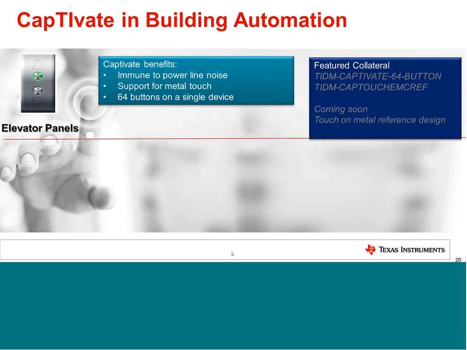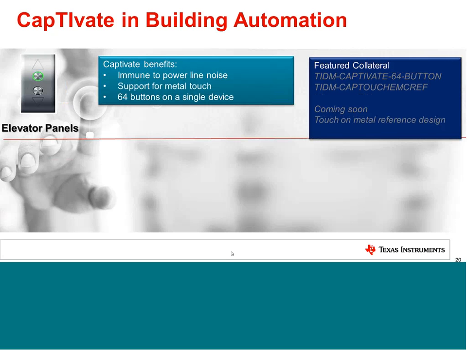And finally, elevator panels. Tons and tons of buttons on an elevator panel, both on the landing side and also inside the elevator. Again, it's a very noisy environment because you have motors and everything else running. But with CapTIvate technology, you're immune to power line noise. You can support metal touch, which allows you to actually build into the stainless steel panels of the elevator, and also if you want plastic buttons, you can also do that.